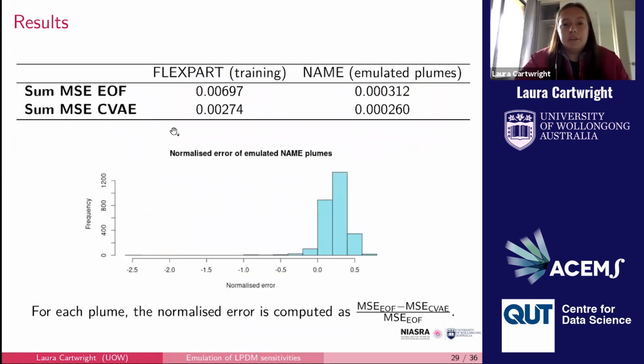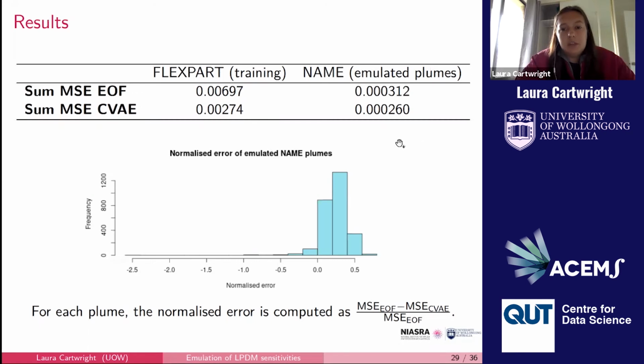So yeah, a few numbers now. These here are basically a sum of all the mean squared errors, for every plume that we emulated with the EOFs or the CVAE. For the training, this is where we just put the plumes in and observed whether we could reconstruct them. The CVAE is a lot lower than the EOF one, which is cool again. And that's what we saw when we actually looked at the reconstructions. We saw that the CVAE did a fair bit better.